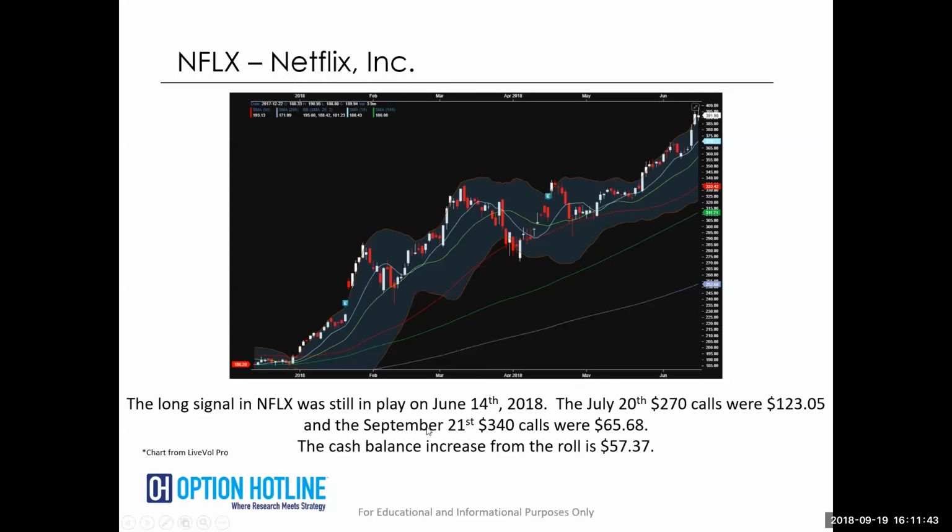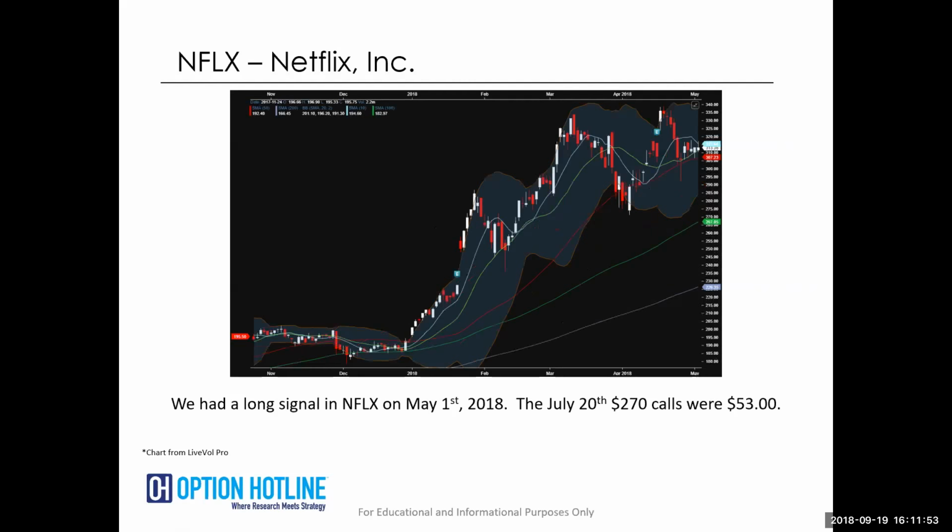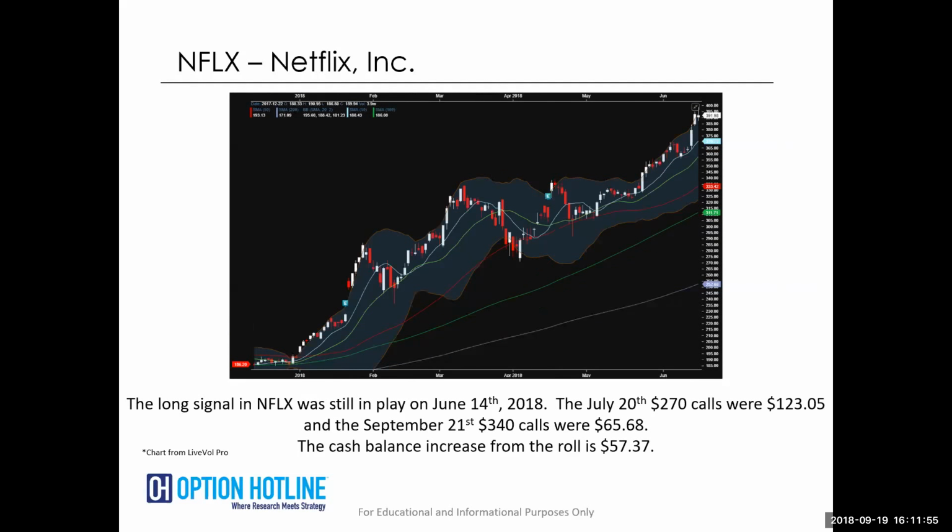Two months later, now September. And that roll collects $57. So initially I spent 53. Now I collect 57. So net, I've collected money and I still have my long position in Netflix.